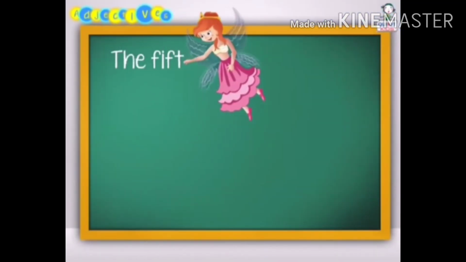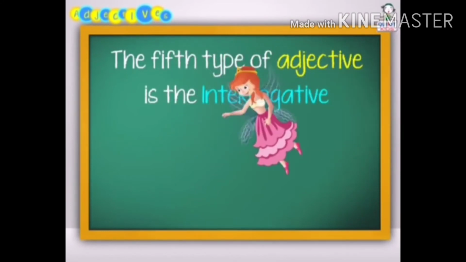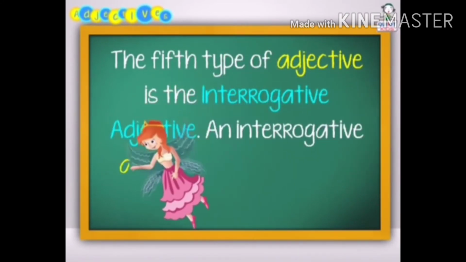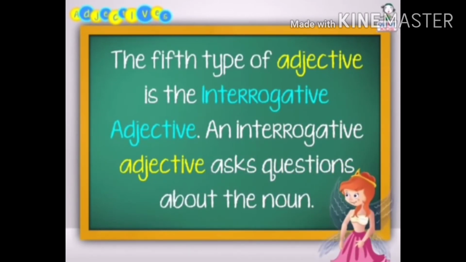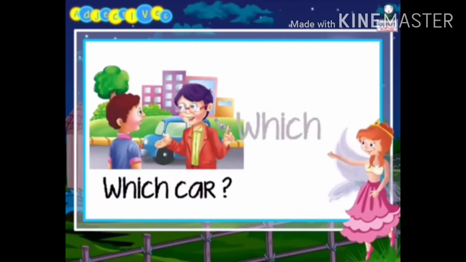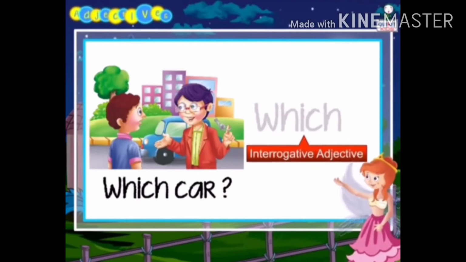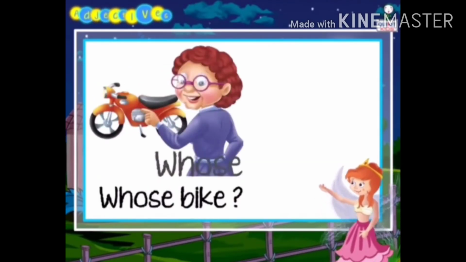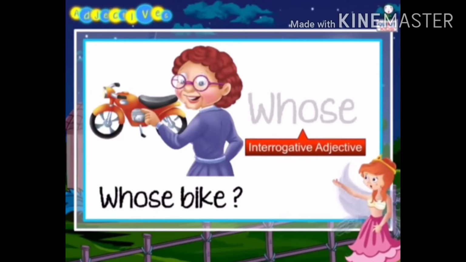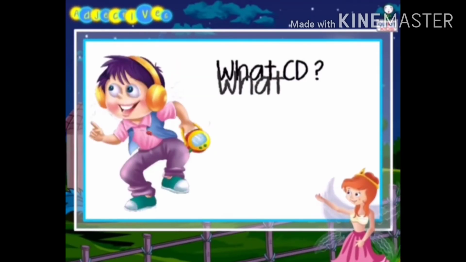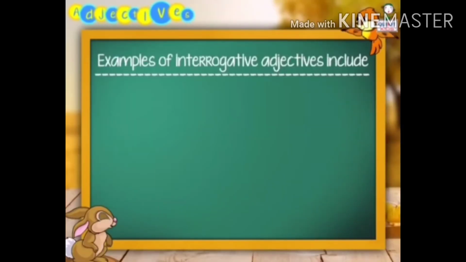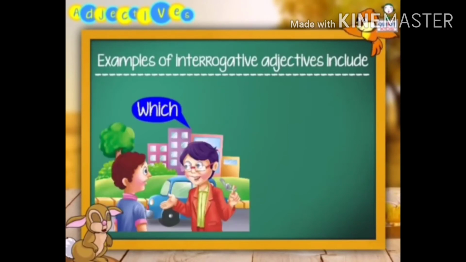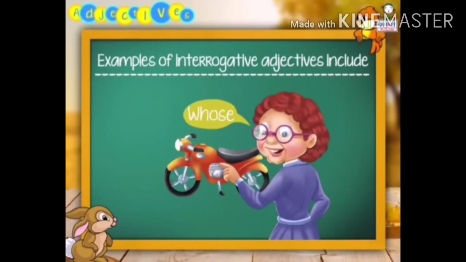Welcome, friends! The fifth type of adjective is the interrogative adjective. An interrogative adjective asks questions about the noun. Which car? Which is interrogative adjective. Whose bike? Whose is interrogative adjective. What CD? What is interrogative adjective. Examples of interrogative adjectives include which, what, and whose.